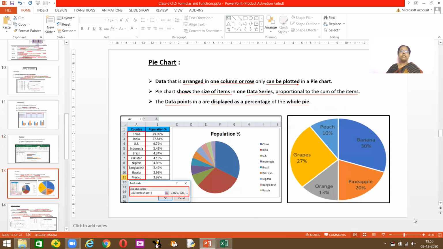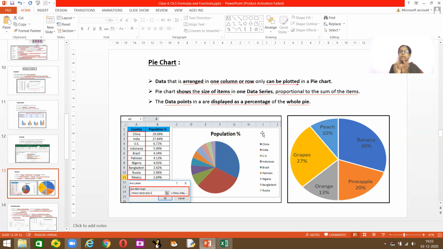Coming to the next chart, the pie chart. In the pie chart, data is arranged in one column or one row. You can see there's one column and one row. So these are the items, and there is only one column or one row, only one part. It's not having 2, 3 like how you have category 1, 2, 3. So here the pie chart shows the size of the items. So the total item, whatever it is, it starts with one data series, and it shows the proportion of the sum of the items.